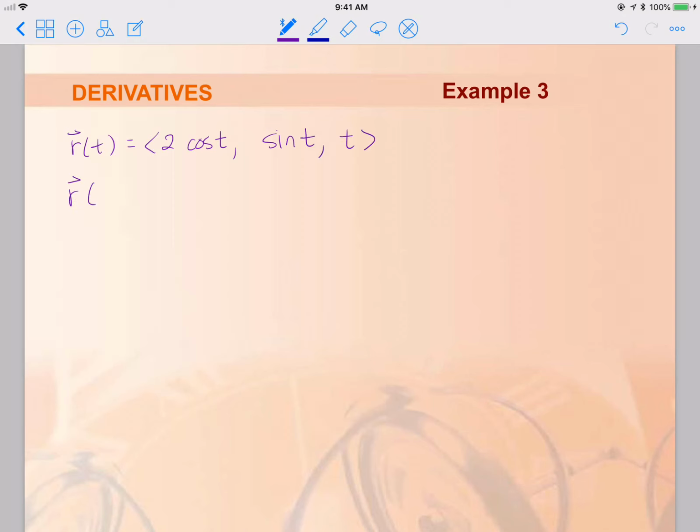Now we know that r prime of t is going to be, what's the derivative of cosine? Negative sine. Negative 2 sine t. The derivative of sine is just going to be cosine t. And the derivative of t is going to be 1.